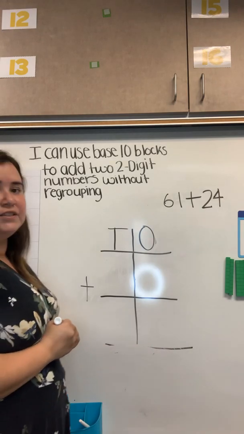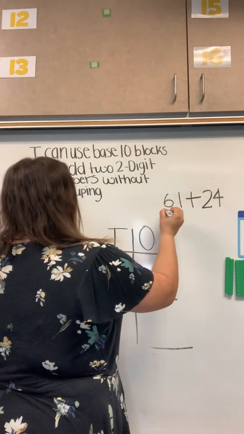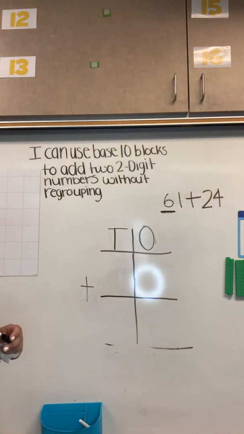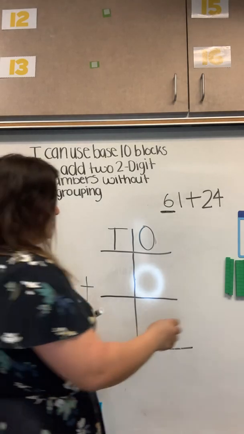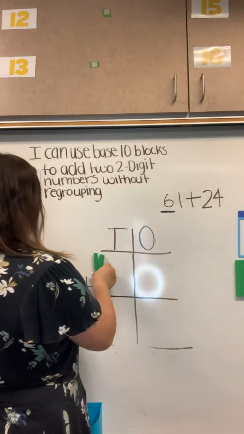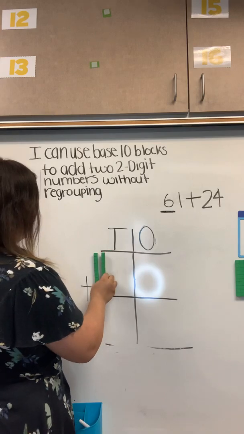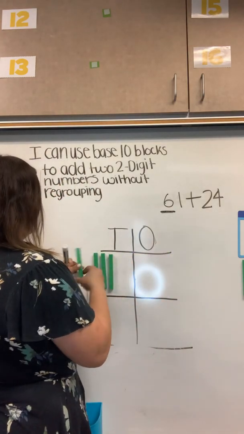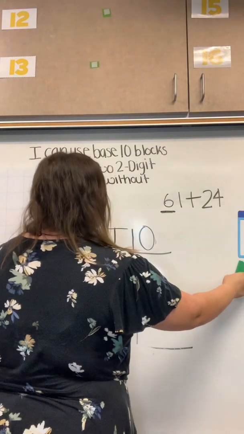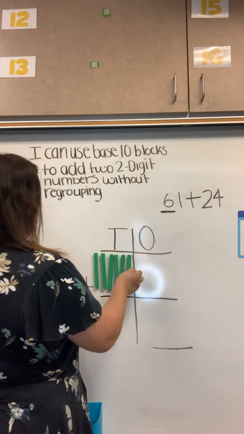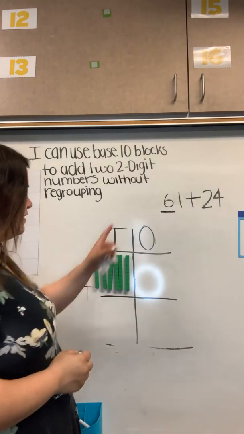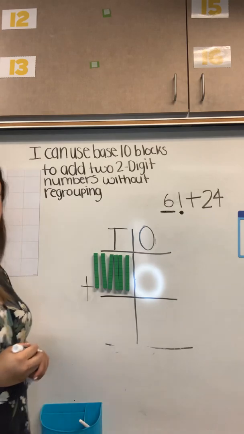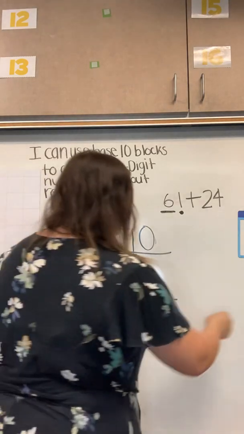So the first thing we're going to do is look at our tens place in our first number. So what's in our tens place? 6. Yes, good job. So I'm going to get 6 tens rods. 1, 2, 3, 4, 5, 6. Now how many ones do we have? 1, good job.